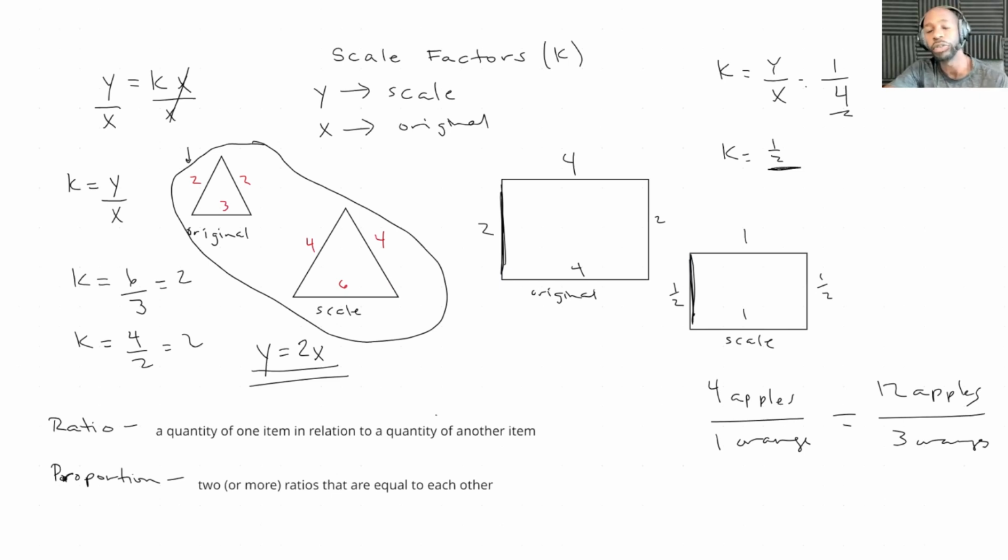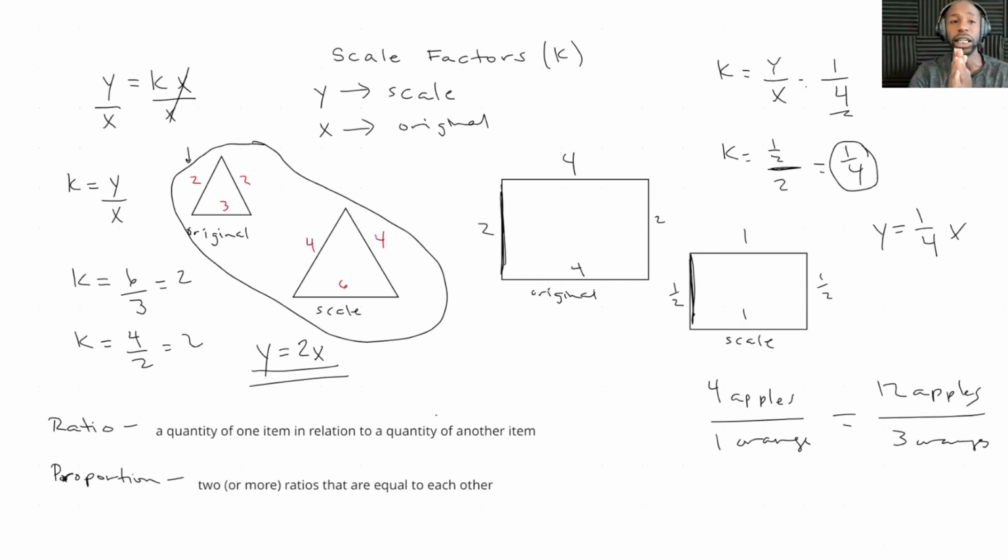Now, if you recall, you're dividing a fraction by a number. So 1/2 divided by 2 is the same thing as 1/2 times 1/2, which ends up being 1/4. Okay, you see? So the scale factor, you can go all around the rectangle and get the same thing. Therefore, the general equation that shows the relationship between the original and the scale is y equals 1/4 x. 1/4 is the scale factor.